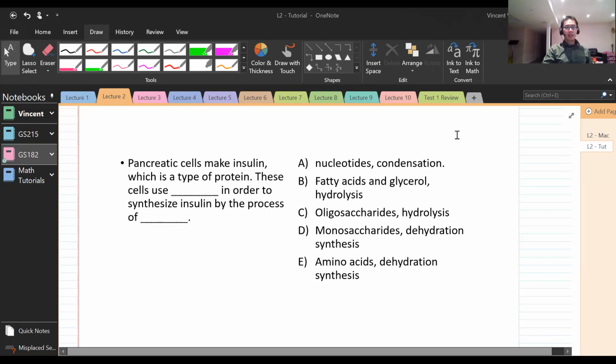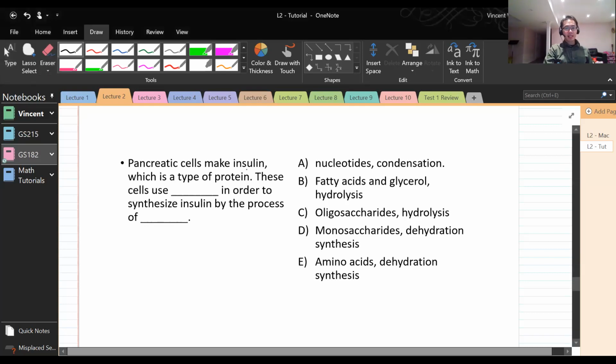Okay, well, a pancreatic cell makes insulin, which is a type of protein. That is the key word here, a type of protein. These cells use something in order to make insulin. Well, if insulin is a type of protein, then we're going to have to use amino acids, right? We're not going to use fatty acids or glycerol, because that's not what proteins are made up of, right?